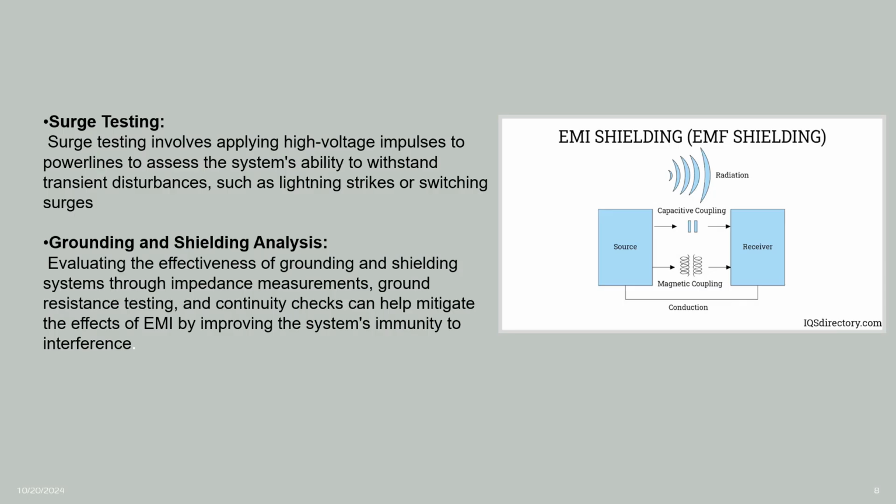Surge testing. Surge testing involves applying high voltage impulses to power lines to assess the system's ability to withstand transient disturbances, such as lightning strikes or switching surges. Surge testing can reveal vulnerabilities to EMI-induced voltage spikes.